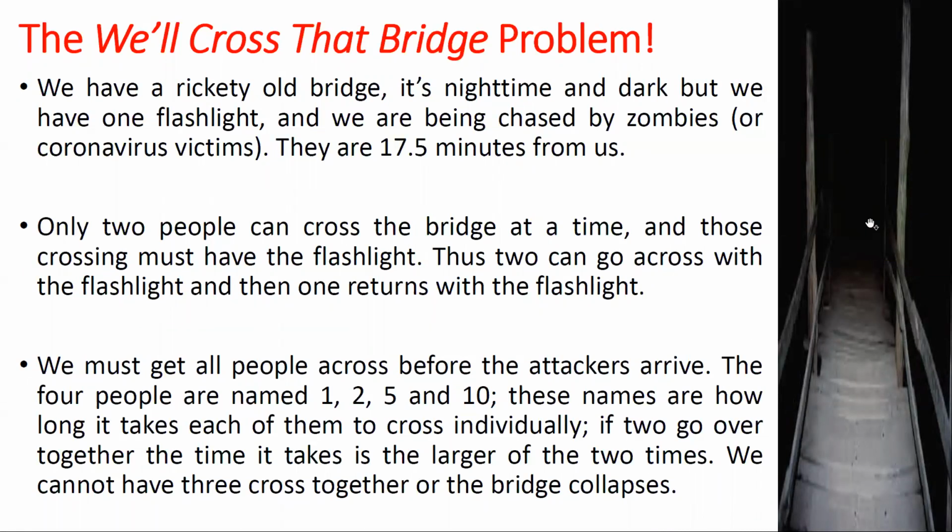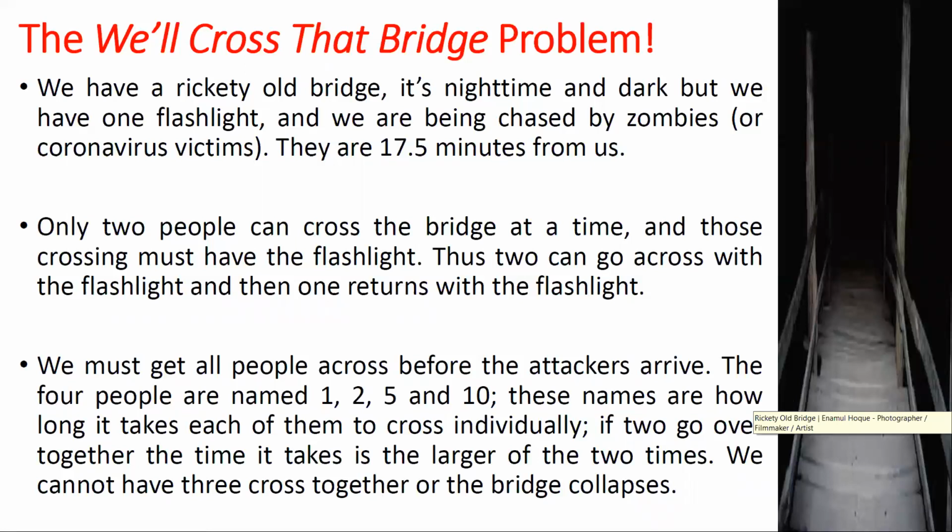So 2 can go across with the flashlight, and then 1 can return with the flashlight. You must get all people across before the attackers arrive. Okay, so don't yell out the solution. We're going to go slowly to get to the solution. Amazingly, the 4 people are named 1, 2, 5, and 10. Somehow their parents knew that they would eventually be facing this problem, and their names are actually how long it takes them to cross the bridge.